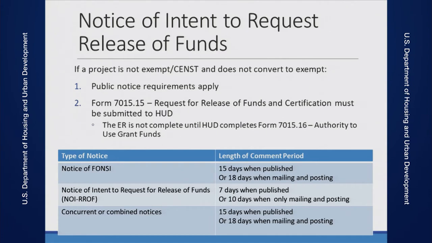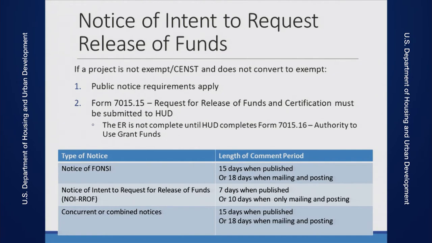After giving the appropriate notice and responding to any comments from the public, the responsible entity and the recipient should prepare and sign Form 7015-15, the request for release of funds and certification, and submit it to HUD. At that point, there's an objection period during which the public may submit any objections to HUD. And when that objection period is over, assuming HUD does not receive any valid objections, it will complete Form 7015-16, the authority to use grant funds.